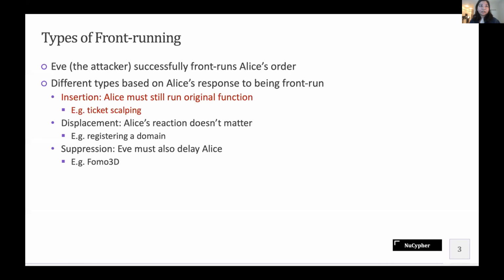So an example might be ticket scalping, where Alice is interested in buying some concert ticket. Eve sees this, goes and buys the ticket first, and then sells it back to Alice for a profit. So in this case, we really need Alice to still want the concert ticket for the attack to be successful and for Eve to have gotten some money off of this. There are other types of front running attacks, such as displacement attacks and suppression attacks, but we won't be looking at those today.